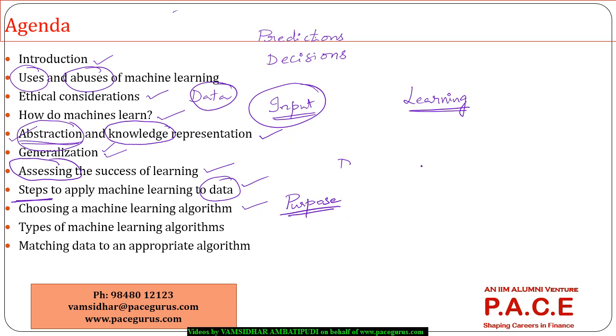Machine learning is all about a bouquet of algorithms which will give instructions to the machine to learn based on the data. So what kind of machine learning algorithm do I need to use for what kind of purpose? Broadly, we will talk about the different types of machine learning algorithms that are there and what kind of data I need to have to match it to an appropriate algorithm. So these are the various aspects that we are dealing with in this session.